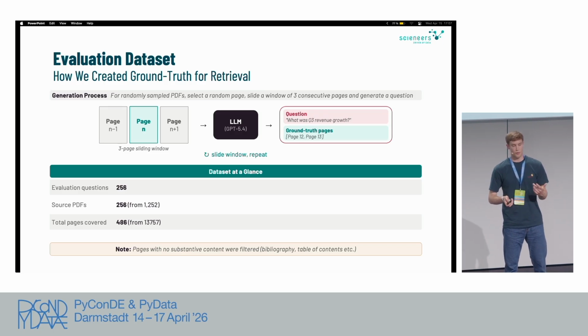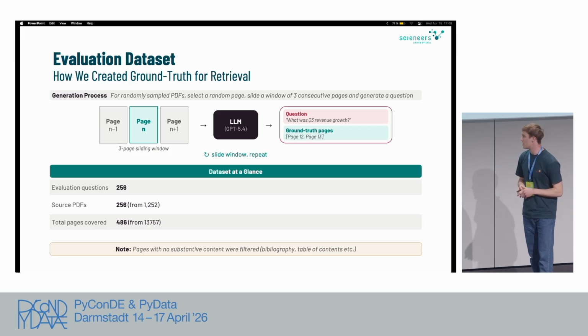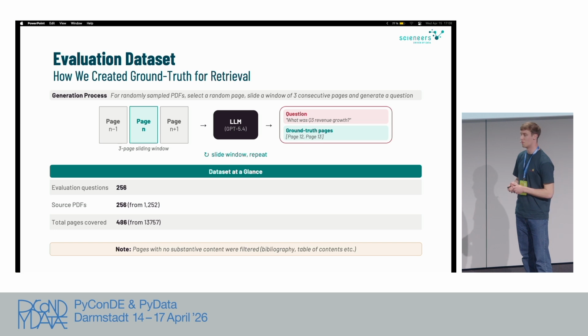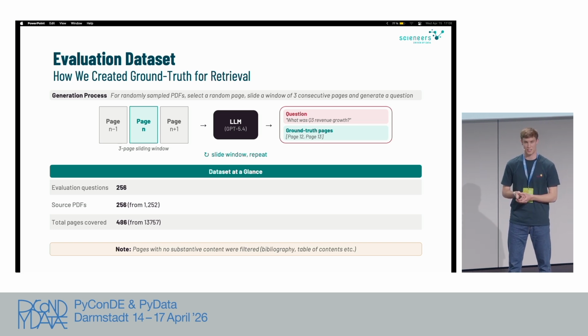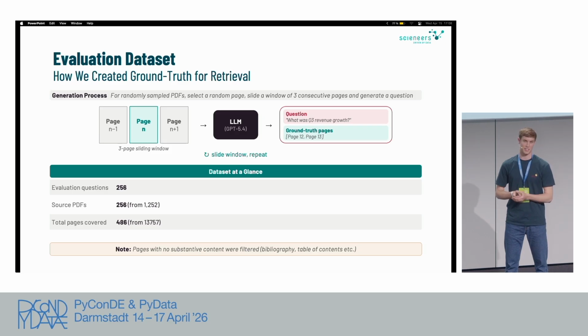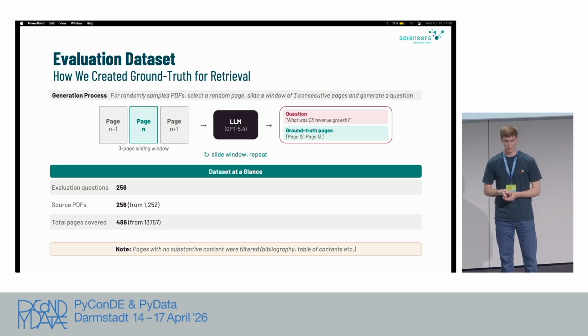I repeated this 300 times, ending up with 256 evaluation entries. Why the gap? Because I filtered out pages with no substantive content, for example, a bibliography or table of contents, because that led to trivial questions such as, how many sources did this paper cite, which can obviously be answered by a lot of documents.